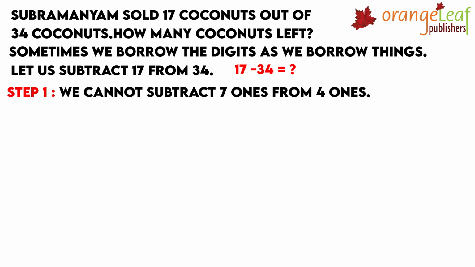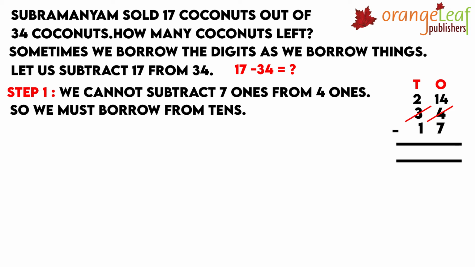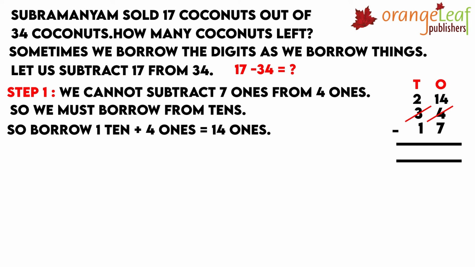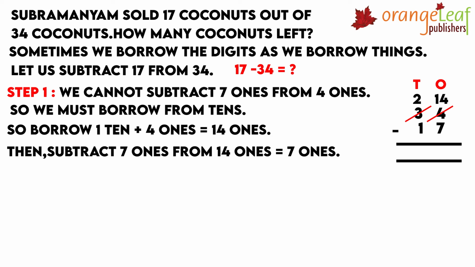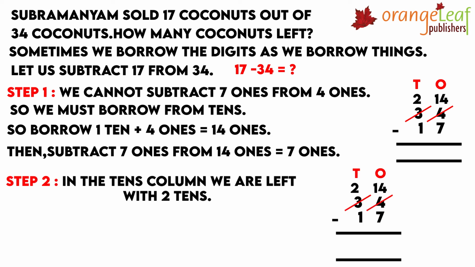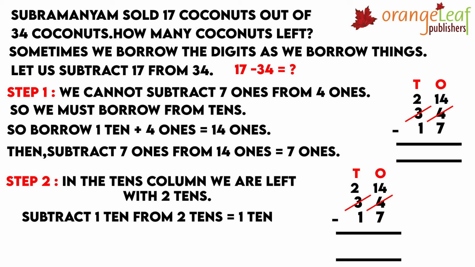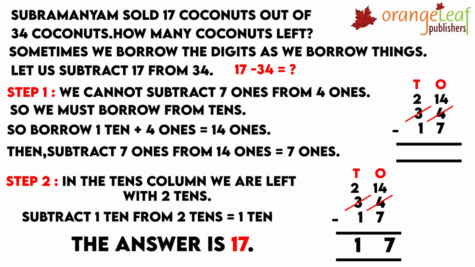Step 1. We cannot subtract 7 ones from 4 ones, so we must borrow from the tens. So, borrow 1 ten plus 4 ones is equal to 14 ones. Now subtract 14 ones minus 7 ones is equal to 7 ones. Step 2. In the tens column, we are left with 2 tens. Now subtract 1 ten from 2 tens, which gives us 1 ten. So the answer is 17.